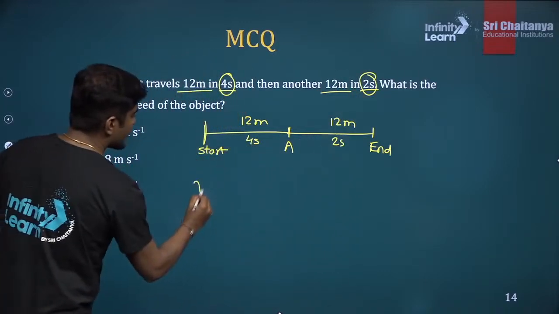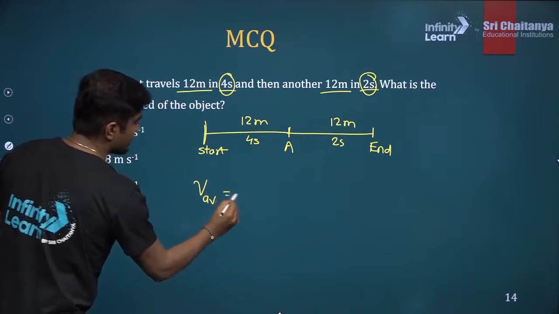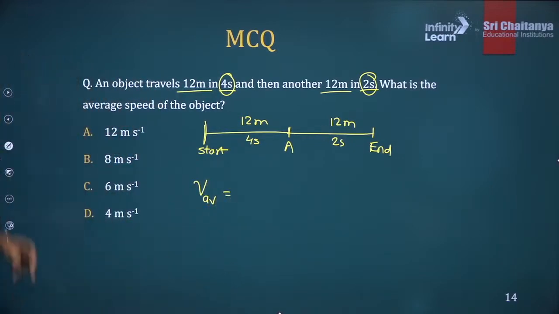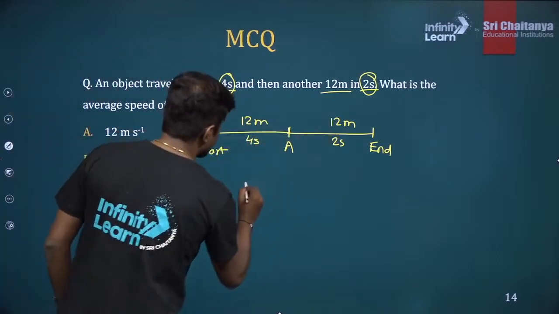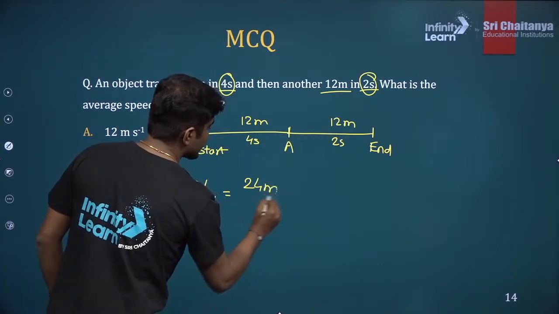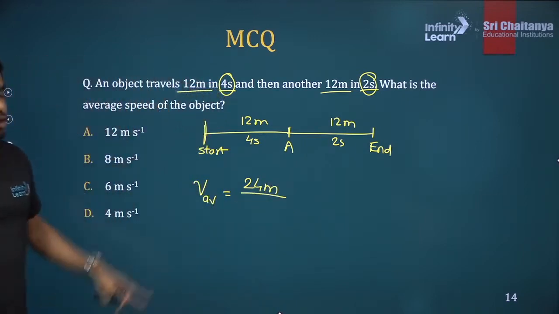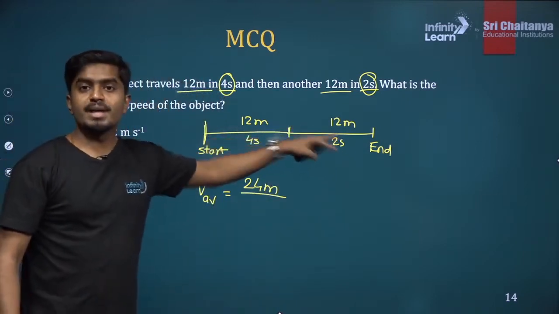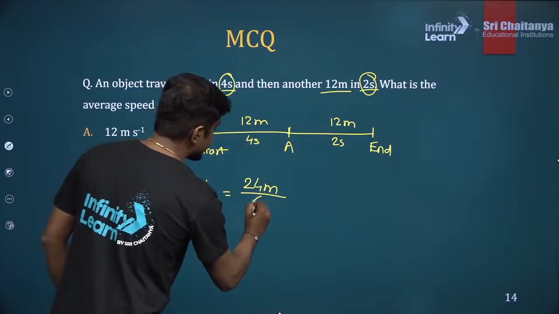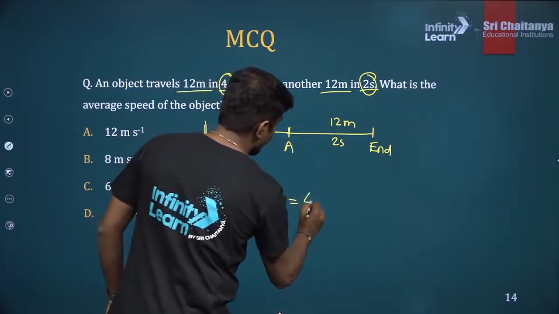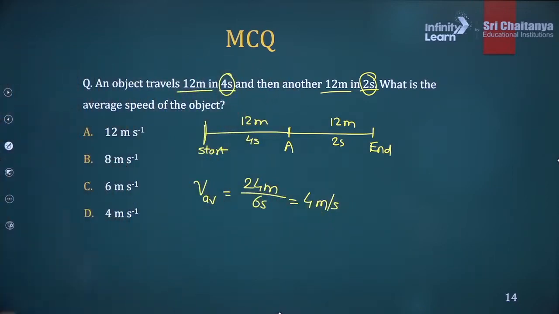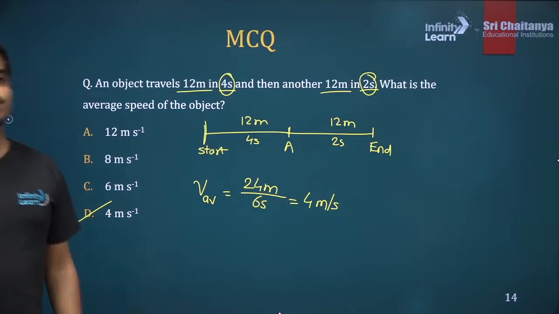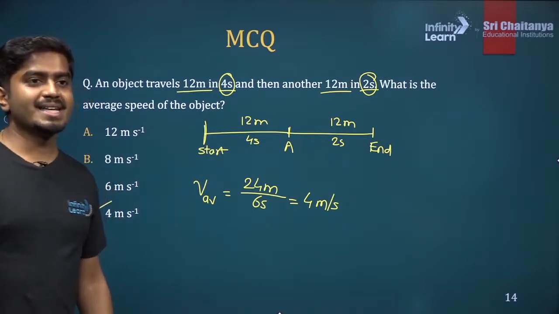So what is the average speed? V average can be calculated as, how will you solve this? Total distance, which is 12 plus 12, which is 24 meters, divided by total time, 4 plus 2, which is 6 seconds, which is 4 meters per second. Yes, nice. Option number 4 is the correct option. Yes, Gaju Dhote, awesome.